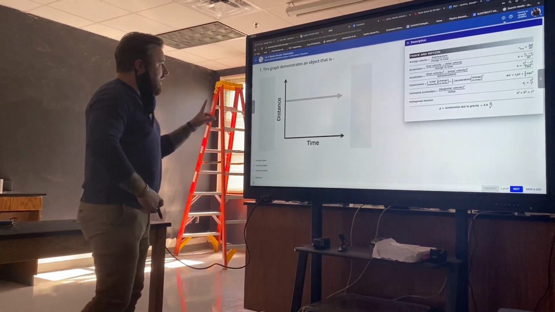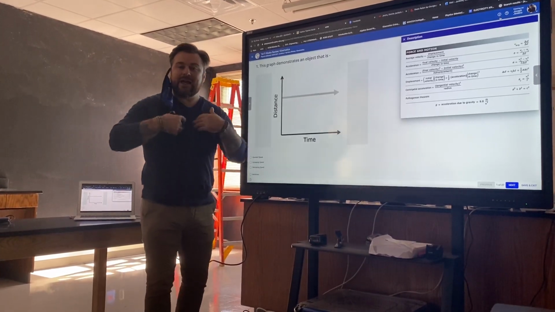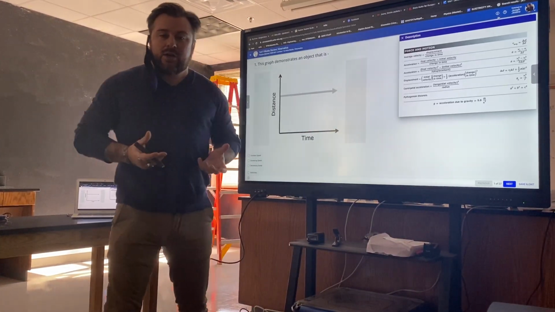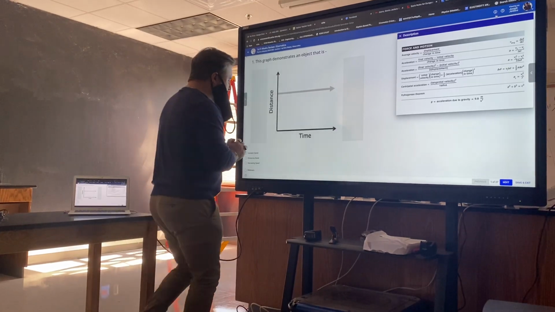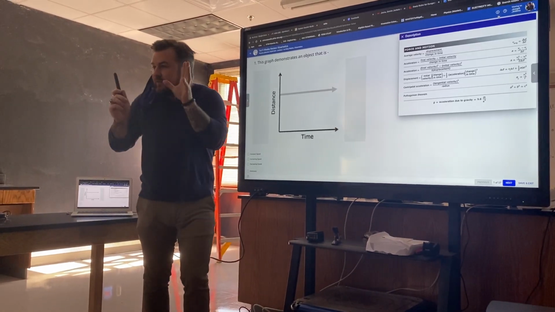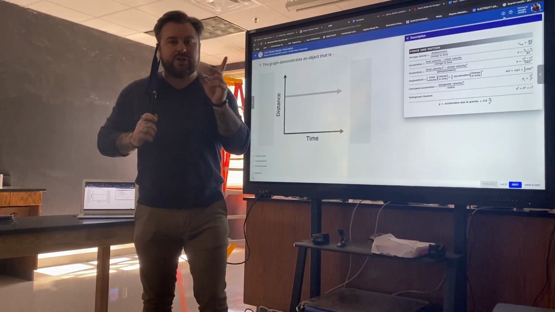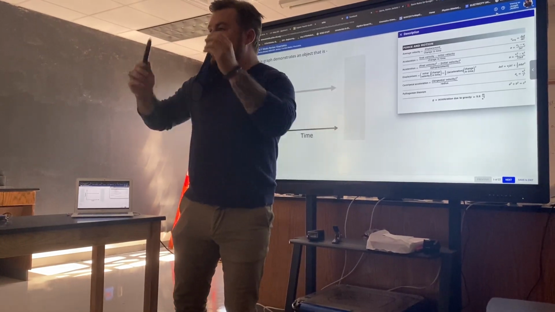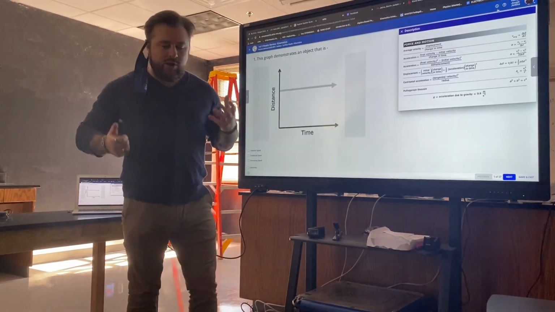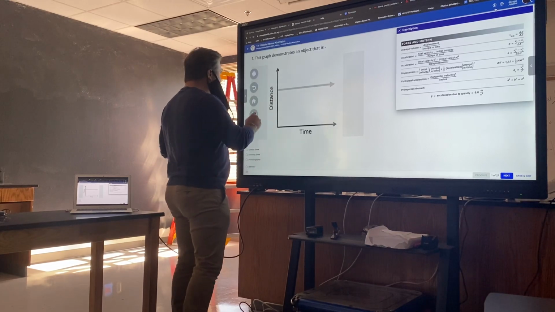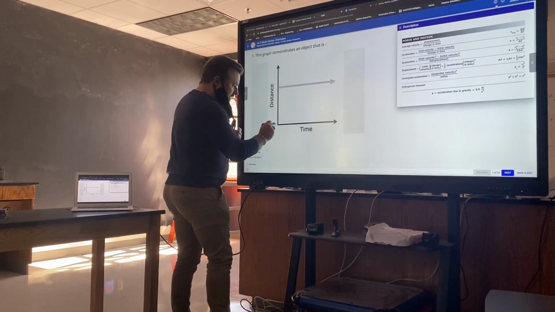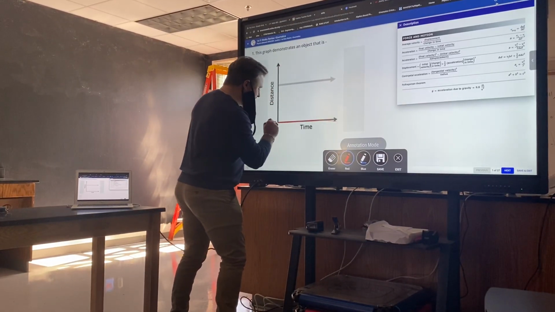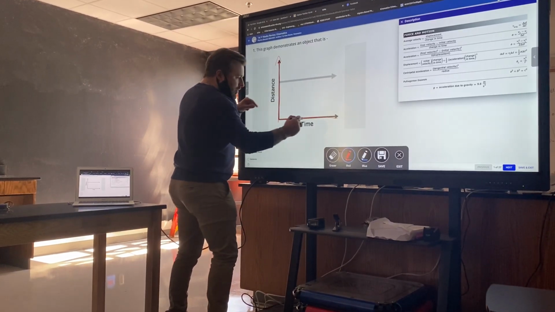It says, this graph demonstrates an object that is doing something, right? Well, this is a graph of one-dimensional motion, and the very first thing you do when you see a graph, look at the axes. Don't look at the line. Look at the axes. What do I mean by the axes? Do you know what axes are? Distance and time. This and this.